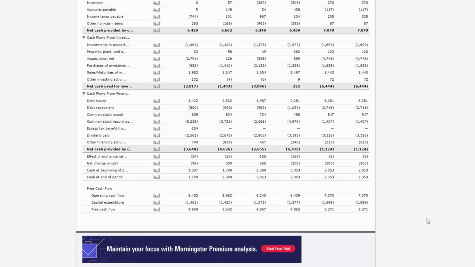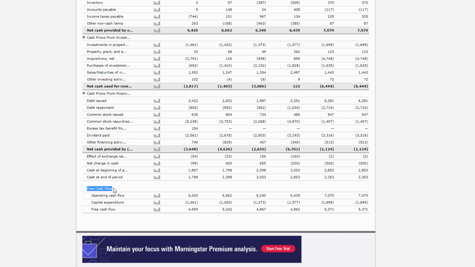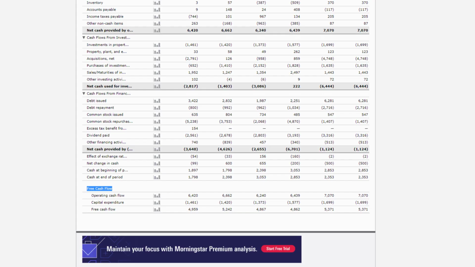Then at the very bottom of the cash flow statement we find free cash flow. The free cash flow represents the cash that is left over for creditors and investors after deducting all the operating expenses and investments in capital, such as maintenance of equipment, buildings, etc. It's important for us dividend investors because this is a good way to measure how much of the free cash flow is used to pay out the dividend.